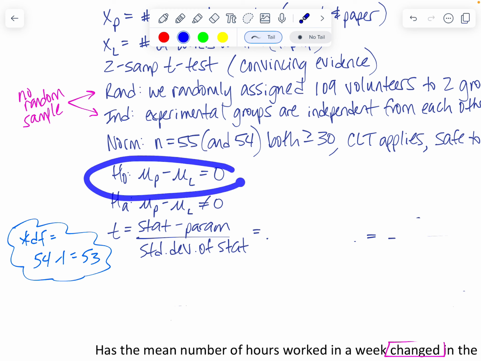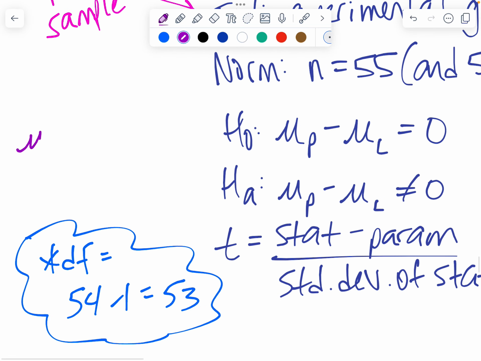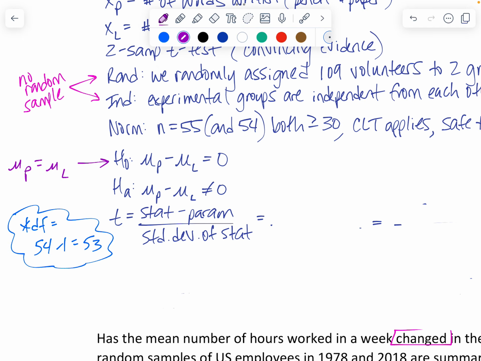Remember, for the H0, you guys, we always assume no difference. We assume they're the same. That means that if you subtract them, the difference is 0. And yes, another way of writing this is mu P equal to mu L. You could write that if you wanted to. It's a little bit less writing.